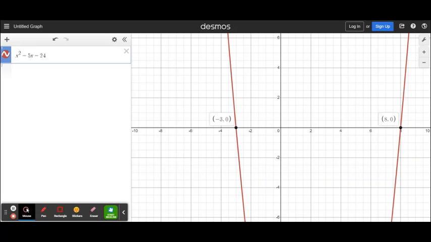So -3 and +8. You can write (-3, 0) and (8, 0) in parentheses. That's fine. Or you can just write -3, 8, but do not put parentheses around that because it then becomes a point. But my answers here are -3 and 8.